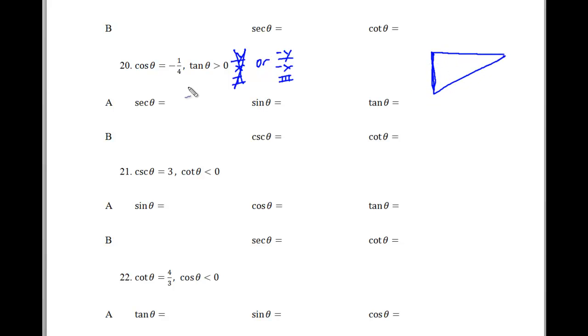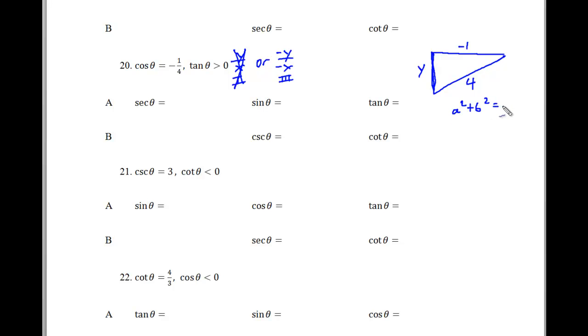Now, what's really tricky about this is you'll notice that this here is the cosine of negative 1 over 4, which means that our hypotenuse is 4, and this is going to be negative 1. So what we have to do now is figure out what our missing leg is, which is going to be our negative y distance. It's negative because it's going to be in the third quadrant.